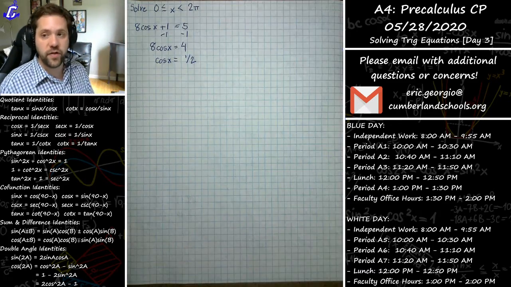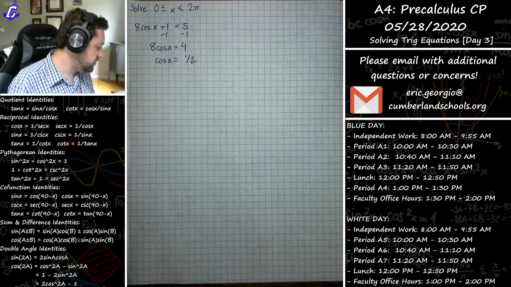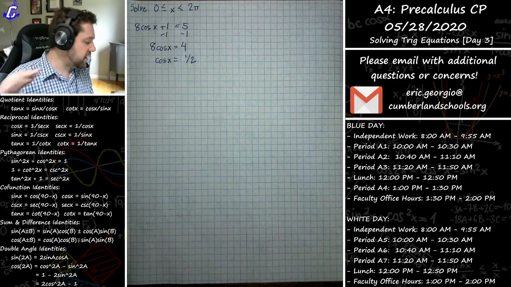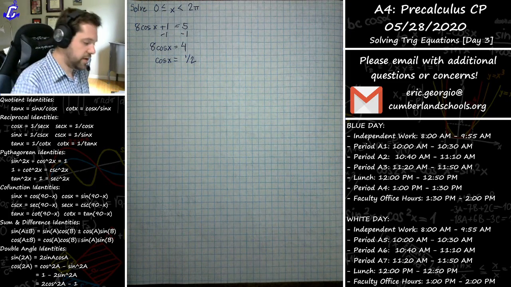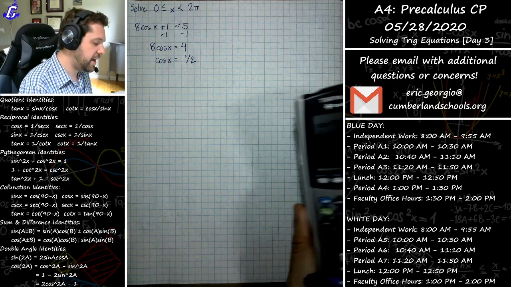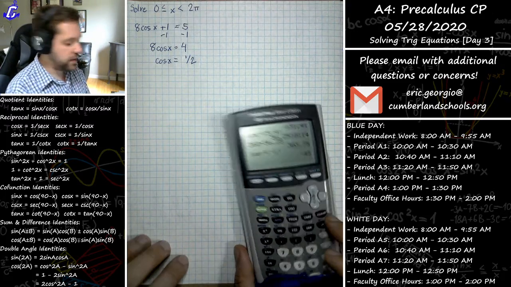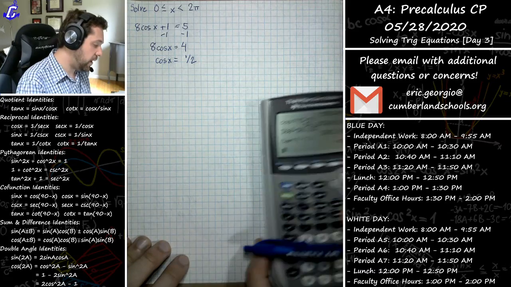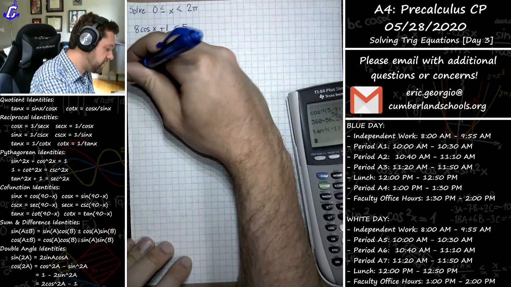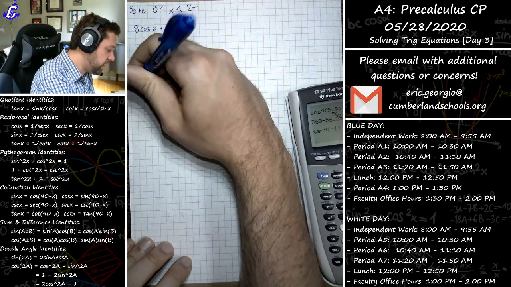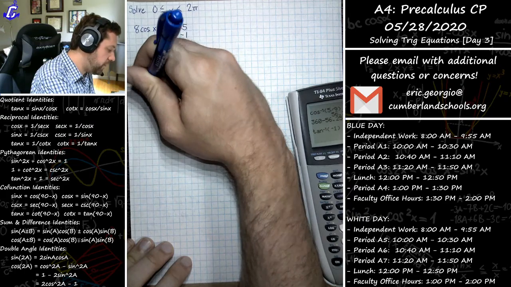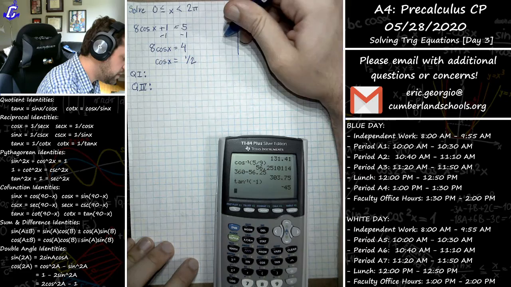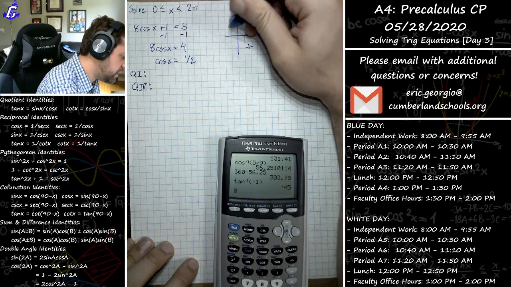Now, we know where the cosine of x is 1/2. That's a special unit circle value. That's 60 degrees. But just in case you didn't know that, we can go ahead and use our handy-dandy calculator. Before we do, let's recognize the fact that the cosine is equal to a positive quantity, meaning we're looking for an answer in quadrant 1 and an answer in quadrant 4, because the cosine is positive in quadrants 1 and 4. Right? Positive, positive, negative, negative. That's cosine.